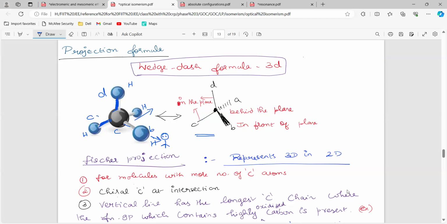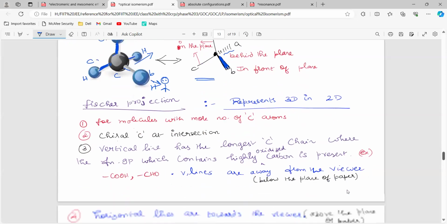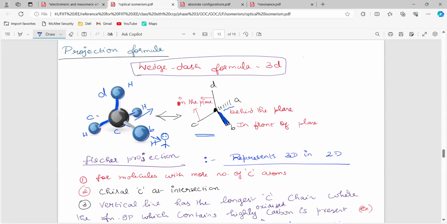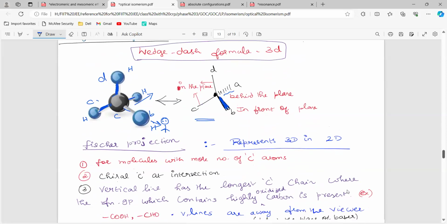This is pointedly coming towards me. So it will generally be shown by this kind of wedge. This is called a wedge. Wedge means a thick, broader one. This comes in front of me, while this is going back of me. So that will be shown as a dotted or dashed line. So this is the wedge formula. This is the wedge-dash formula or projection.